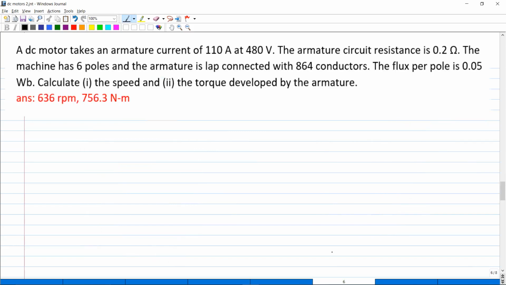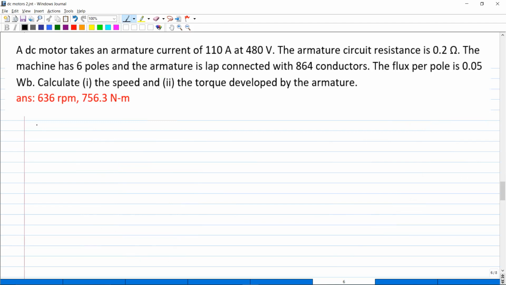So, basahin natin yung first problem. A DC motor takes an armature current of 110 amperes at 480 volts. So the armature circuit resistance is 0.2 ohms. The machine has 6 poles and the armature is lap connected with 864 conductors. The flux per pole is 0.05 Weber. So calculate the two questions. So number 1, calculate the speed. And number 2, we will be going to calculate the torque developed in the armature.